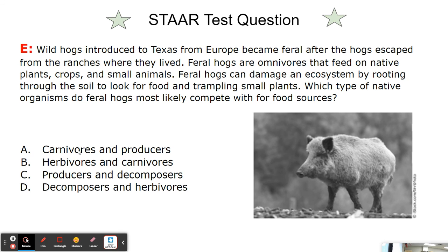So, would a feral hog compete with carnivores and producers? Well, we know that producers do not have competition because they make their own food, so that would be incorrect. Would hogs compete with herbivores and carnivores? Probably most likely because we know herbivores eat only plants and so does the feral hog. They would also compete with carnivores that eat other organisms because the feral hog also eats small animals. So this looks pretty good. So again, in letter C, there's no competition with producers, and then there's no competition with decomposers that break down dead or decaying material. So your best answer choice here would be B.